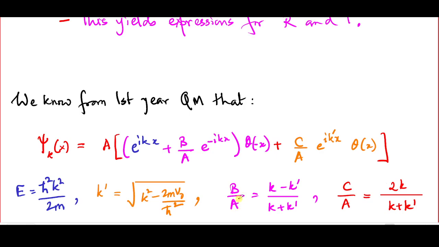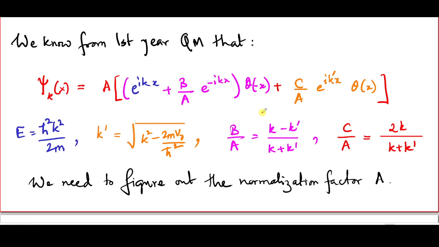We have already figured out what B by A and C by A are, and this is a complete description of a particular energy eigenfunction labeled by the wave number k. Complete, that is, up to a normalization constant. We still need to figure that out. For the time being, we are going to keep that as A. We are going to figure out what the appropriate normalization constant will be soon.